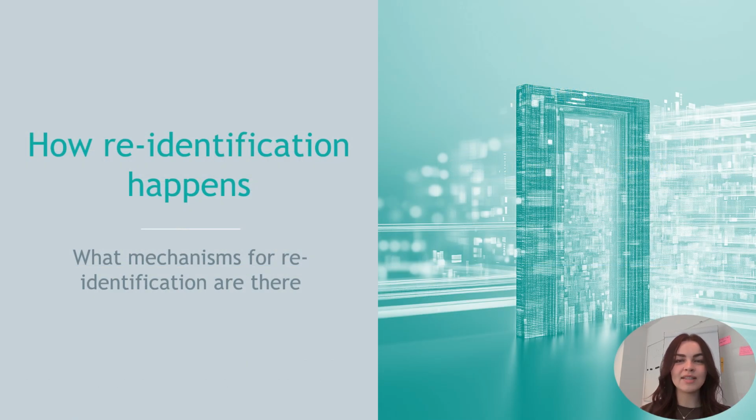Once we understand the types of variables involved, the next step is to look at the mechanisms of re-identification. In practice, people are often not identified by one field alone, but through a process of linking, isolating, or inferring. There are several common ways this can happen.